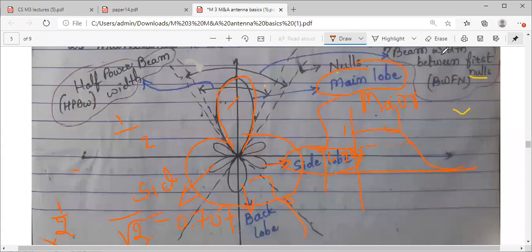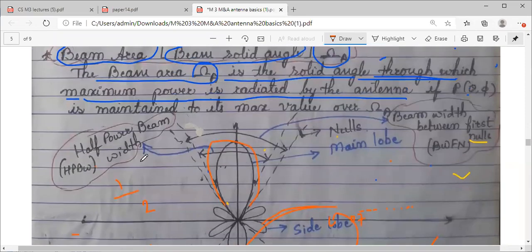Most of the times the back lobe will be negligible, right? How does it propagate in the reverse direction? Very negligible, but reflections do occur. So that's why we need to take this into account. Back lobe and side lobe together make the minor lobe. This is your major lobe or main lobe. Okay, this is the structure.